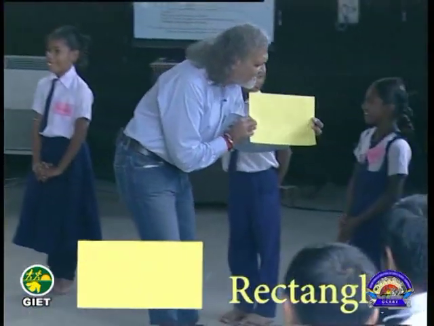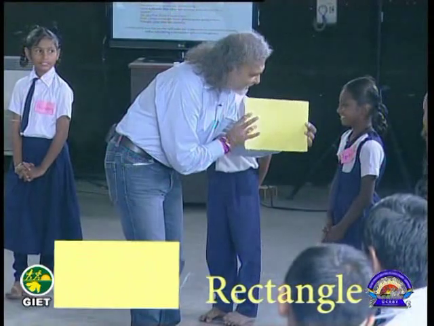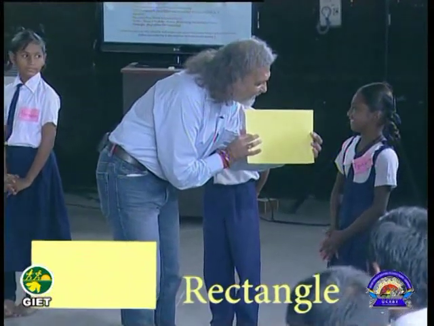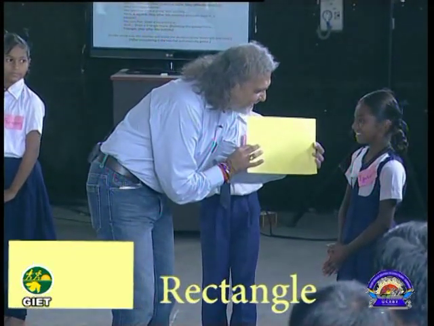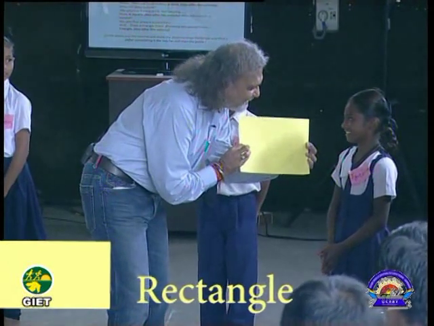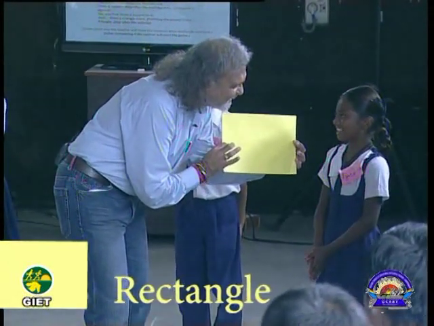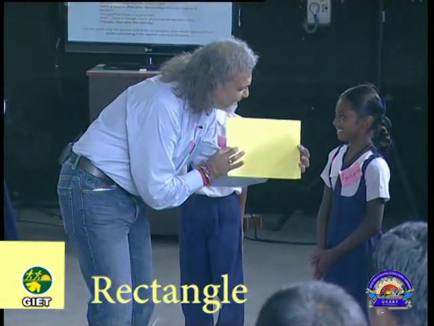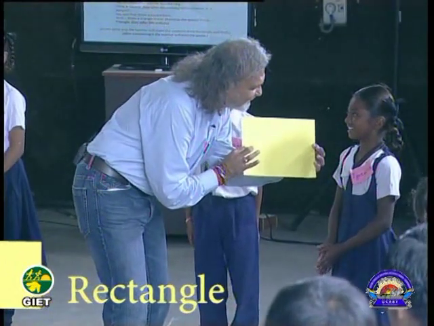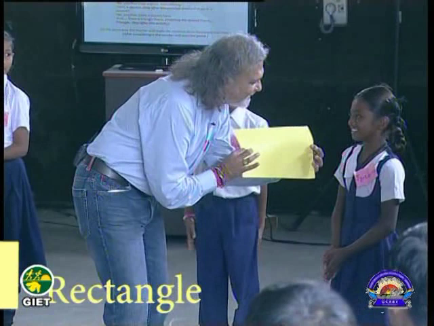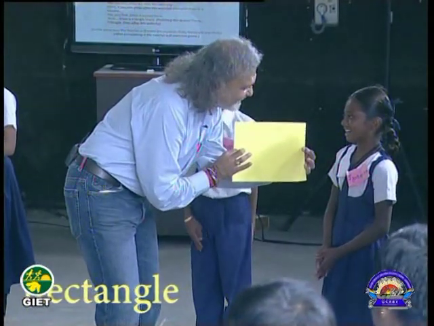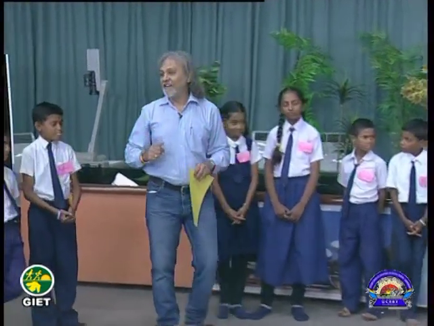You? Jyotsna? Okay. What's this? Complete answer. It's a rectangle. It is a rectangle. Okay, fine.